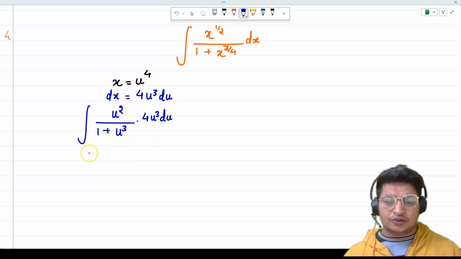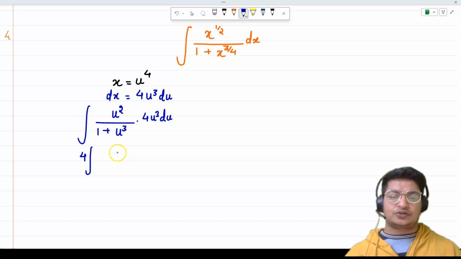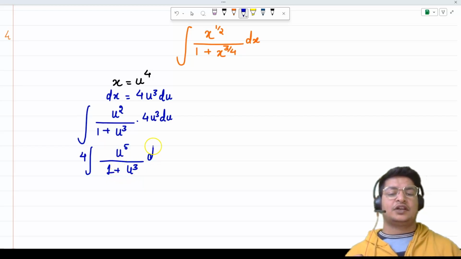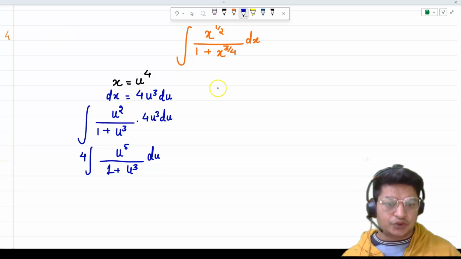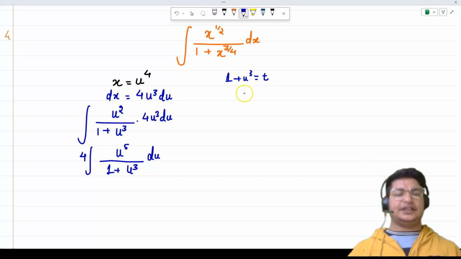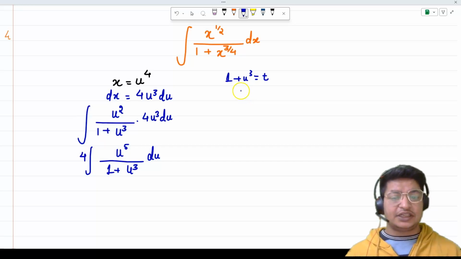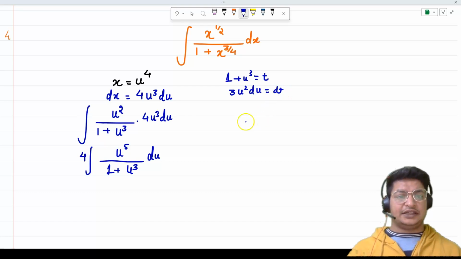Now we can take 4 outside, and u cube times u square, if you multiply, you will get u to the power 5, and here you will get 1 plus u cube. We can take 1 plus u cube equal to t. Once you take it equal to t, you can differentiate this. We will get 3u square du equal to dt.